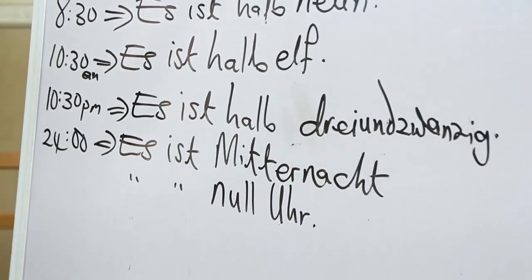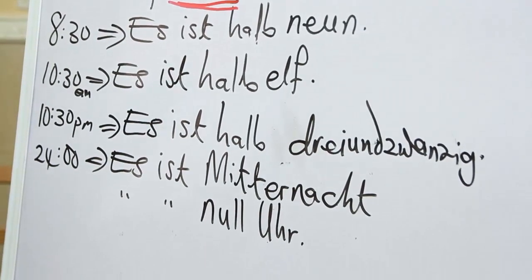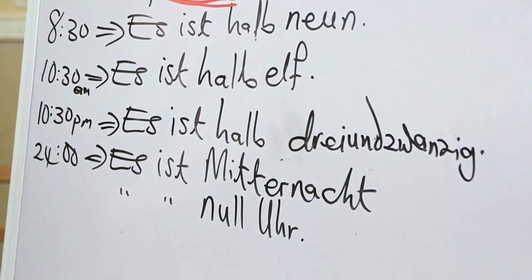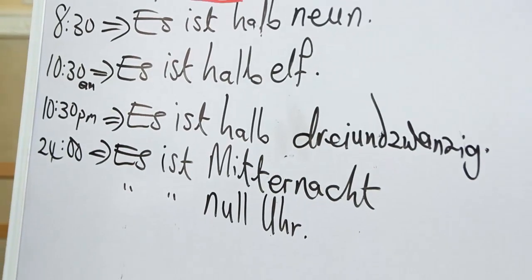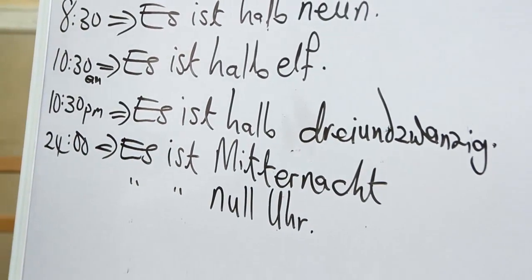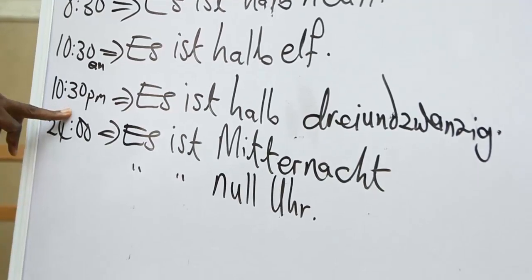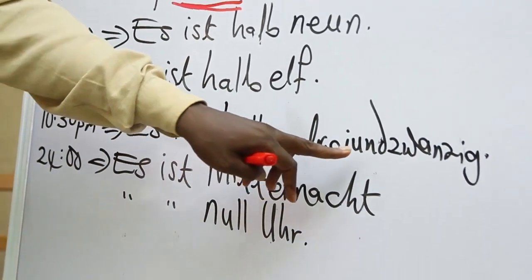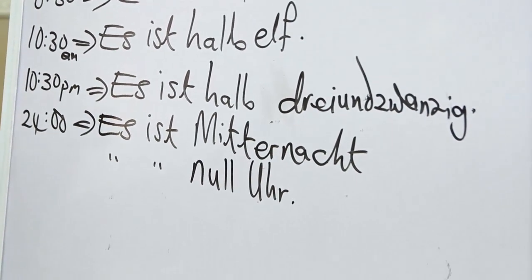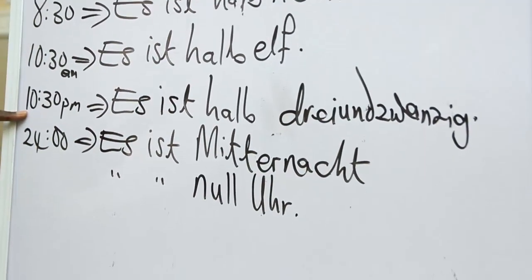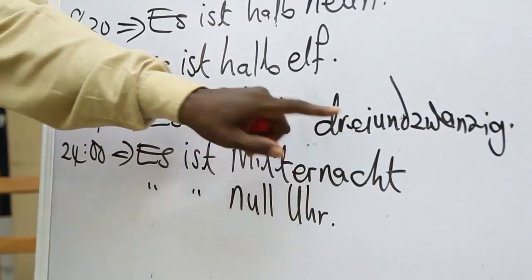10:30 PM. Remember, we said military time, 1 to 24. We first count 12, and then 13, that's 1, 14 is 2, and so on, and we get to 6 p.m., which is 18. Then 7 p.m. is 19, 8 p.m. is 20. So we say 20 hours. So 10:30 p.m. will be what? Es ist halb 23. That means it is half an hour to the 23rd hour.